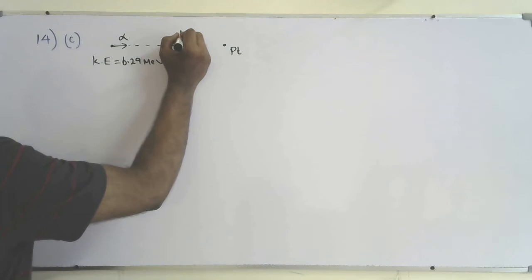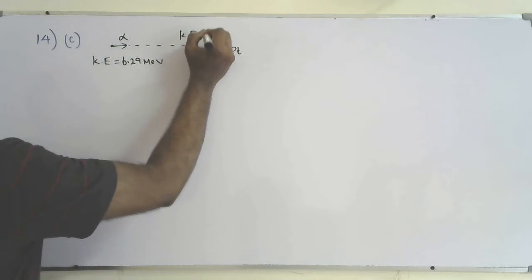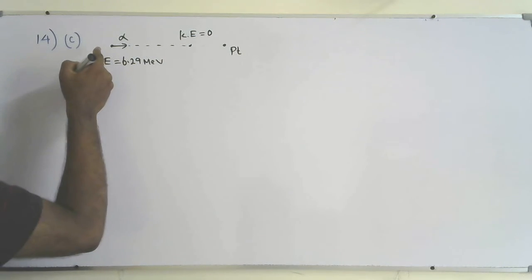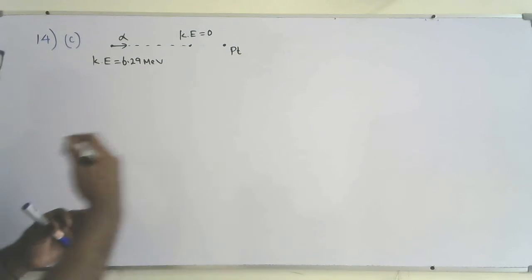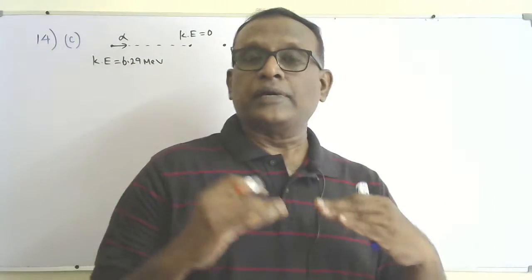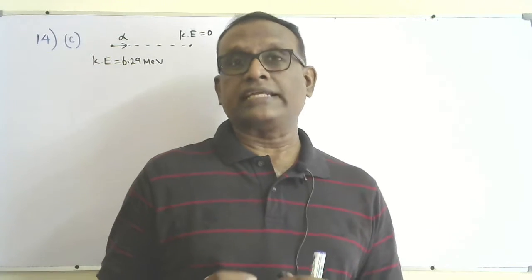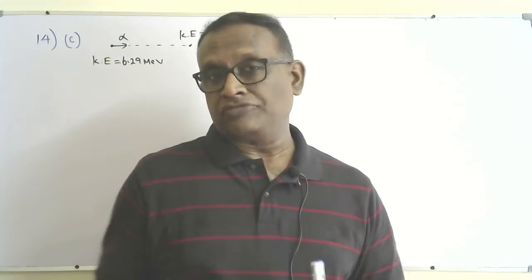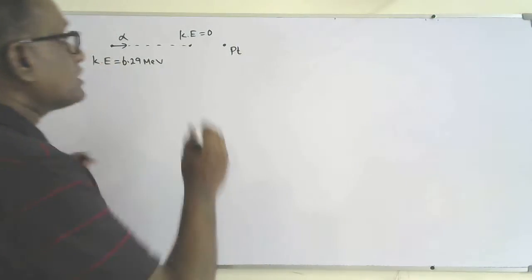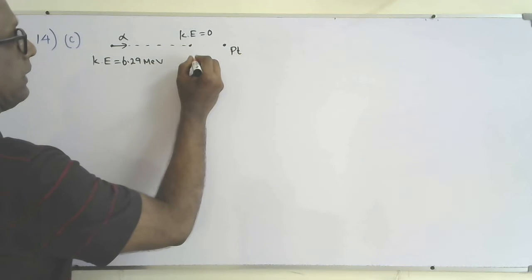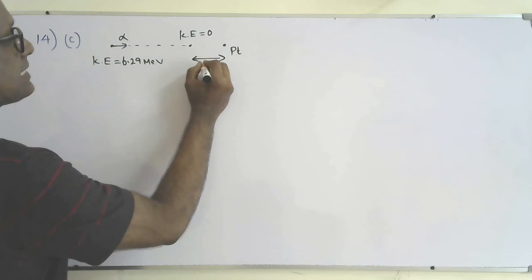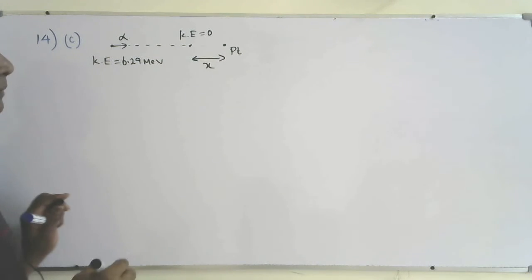So here the kinetic energy of the alpha particle becomes equal to 0, because when the alpha particle moves from here to here, it experiences electrostatic repulsive force. It will lose its kinetic energy due to work done against the electrostatic repulsive force. It's an opposing force. So the closest distance it approached from the platinum nucleus, we can take it as x.